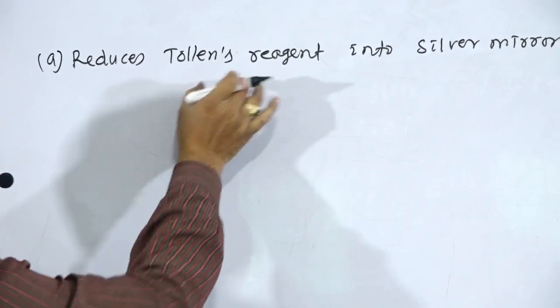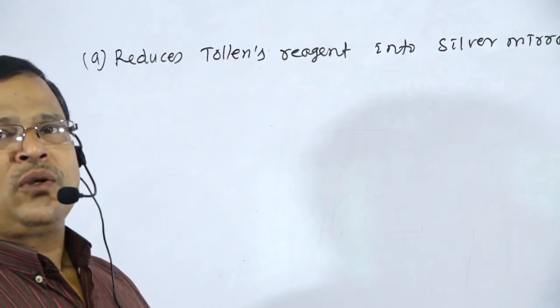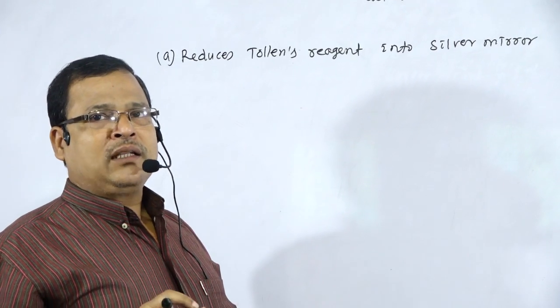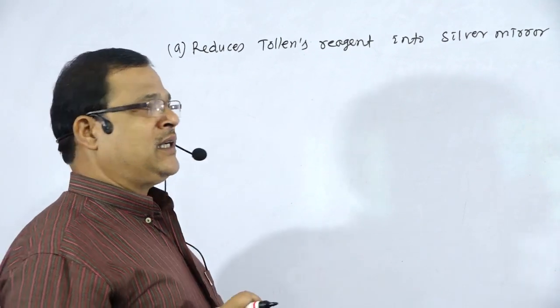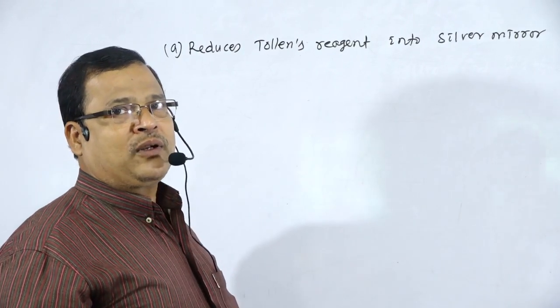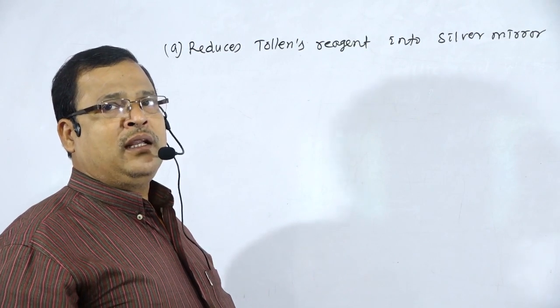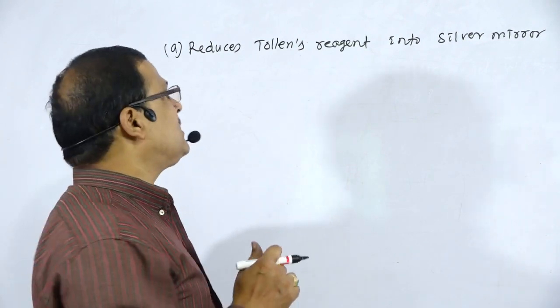We know what Tollens reagent is: ammoniacal silver nitrate is known as Tollens reagent. So the Tollens reagent is converted to silver metal. Therefore, this is known as the silver mirror test, or simply the mirror test.